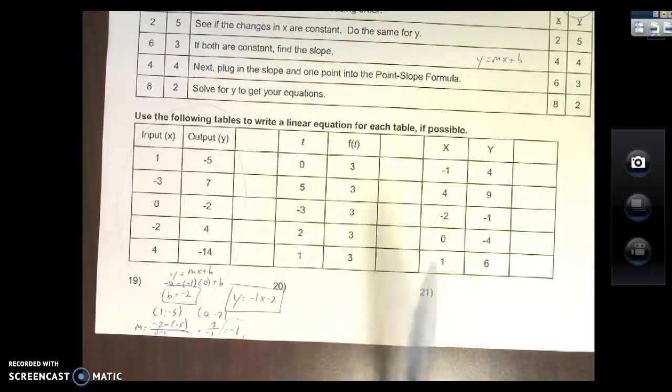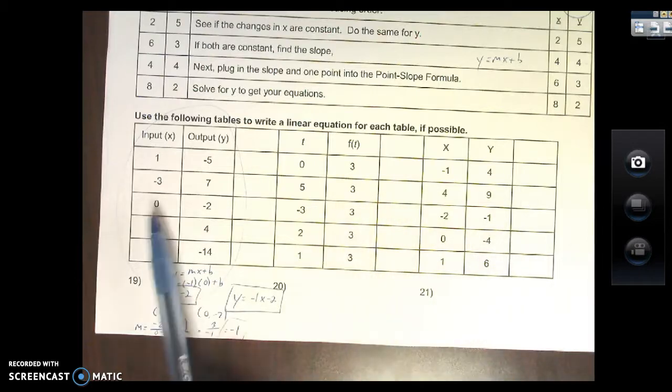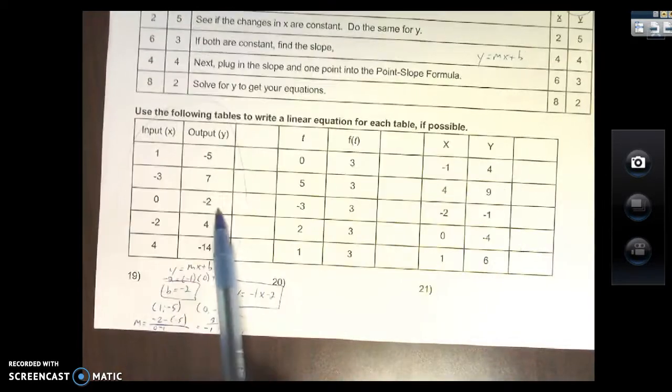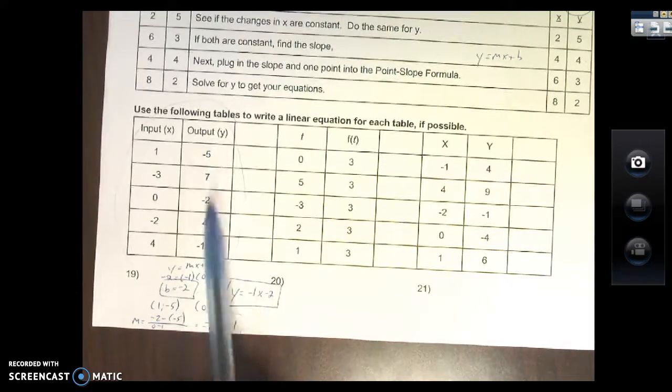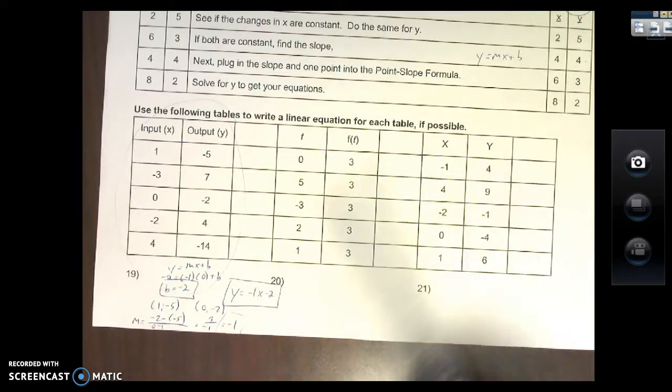Which also, just a heads up, it should make sense because every time that your x is 0, the corresponding y value will be your output, or sorry, your y-intercept. So that makes sense, that's negative 2 there. But this is all we're doing for all of these. So I'd like you guys to try these ones out. Solve for your slope, plug it back in.